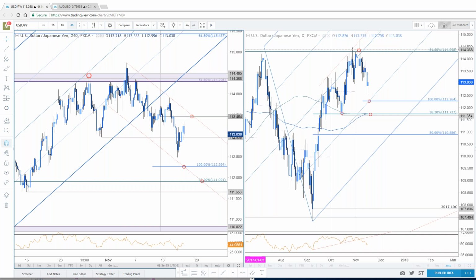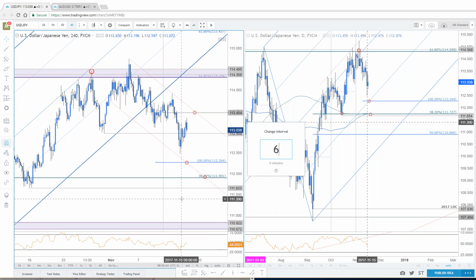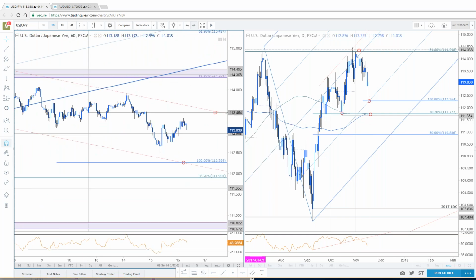Nice hold of 60 on the RSI in dollar yen, the hourly. Pooja, let me check that out. Yeah. Ooh, I do like that. A little near-term trigger price action too.